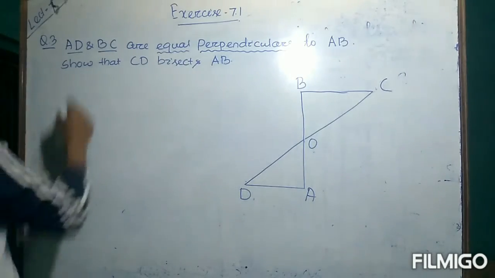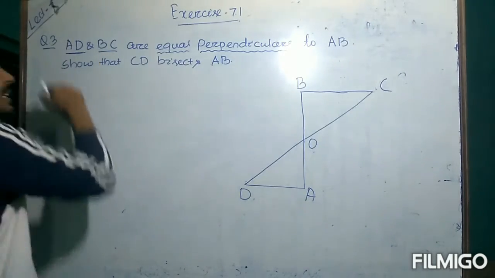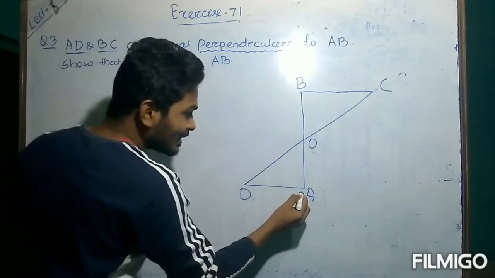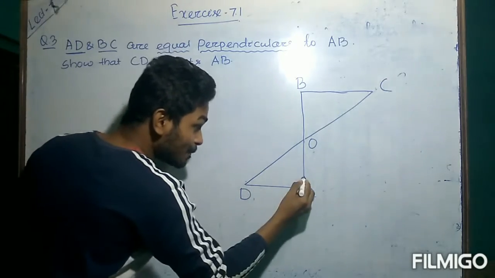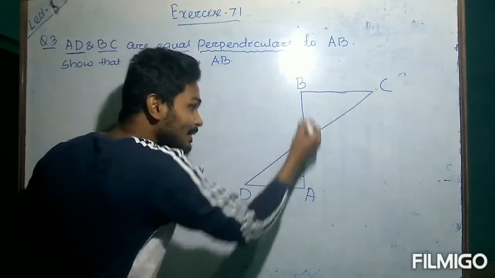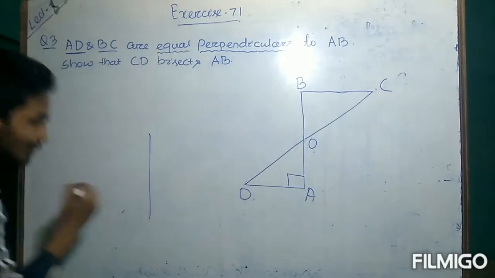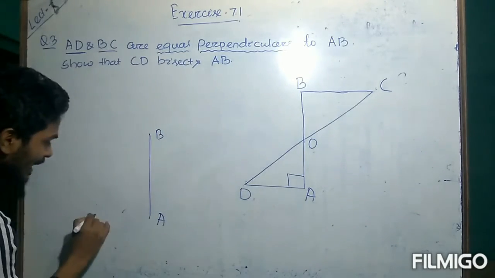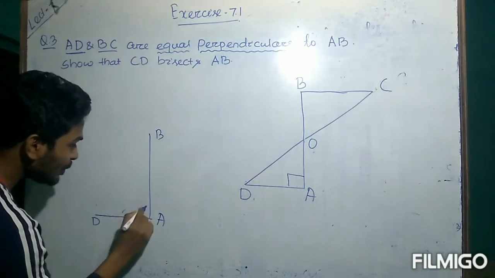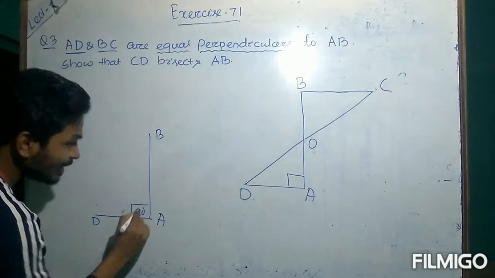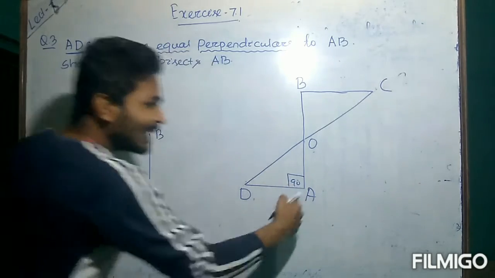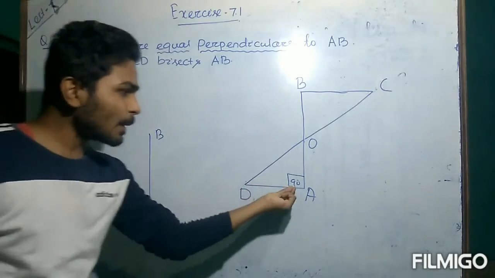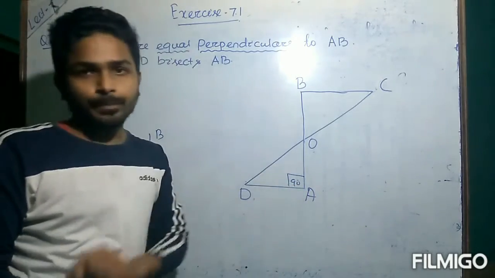It is given that AD is perpendicular to AB. AD means this. So AD is perpendicular to AB. This is the line AB. Now to this line, another line AD is perpendicular. Perpendicular means 90 degrees. It makes 90 degrees at the point A. So AD is perpendicular on AB.